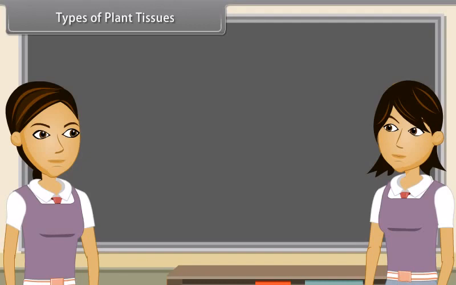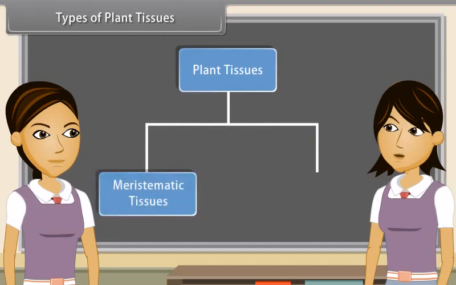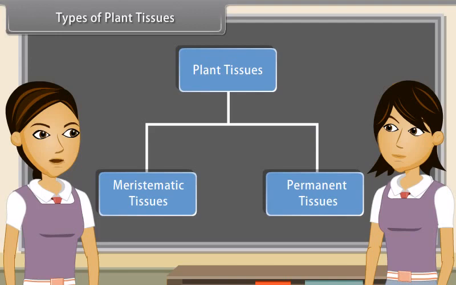Types of plant tissues. Do you know that on the basis of their dividing capacity, plant tissues are of two types, meristematic and permanent? Those tissues which divide continuously and help in increasing the length and girth of plants are known as meristematic tissues. These are found only in growth regions of plants. While those tissues which are derived from meristematic tissues but have lost the power of division and have attained their definite forms are permanent tissues.